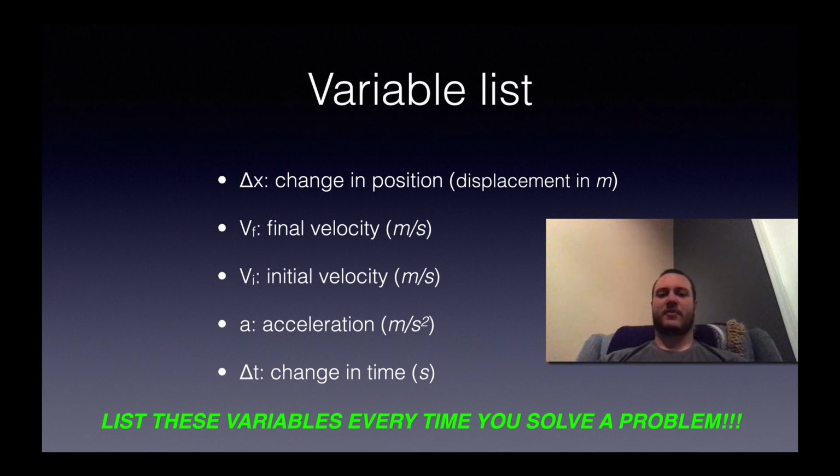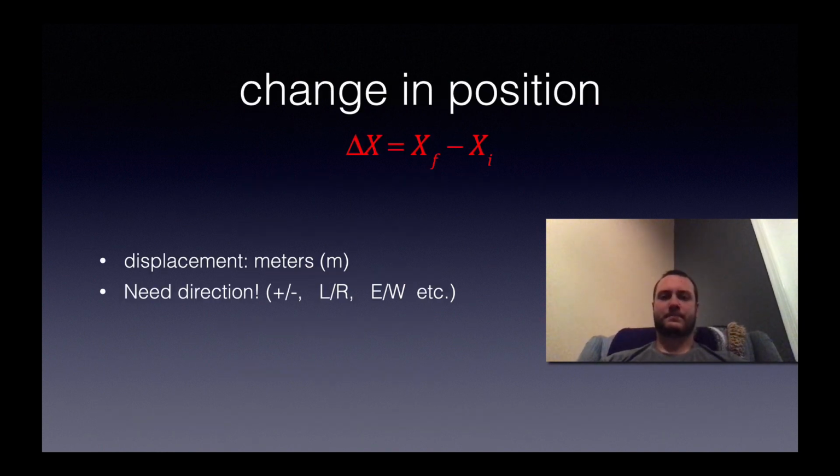A would be our acceleration measured in meters per second squared, and delta t would be our change in time. So anytime you approach a kinematic problem, list these variables out. The more you write them down, it's going to help you be able to establish what you know and what you're trying to find. And when you can do that, it's going to better help you pick the formula that you should use to help you solve the problem.